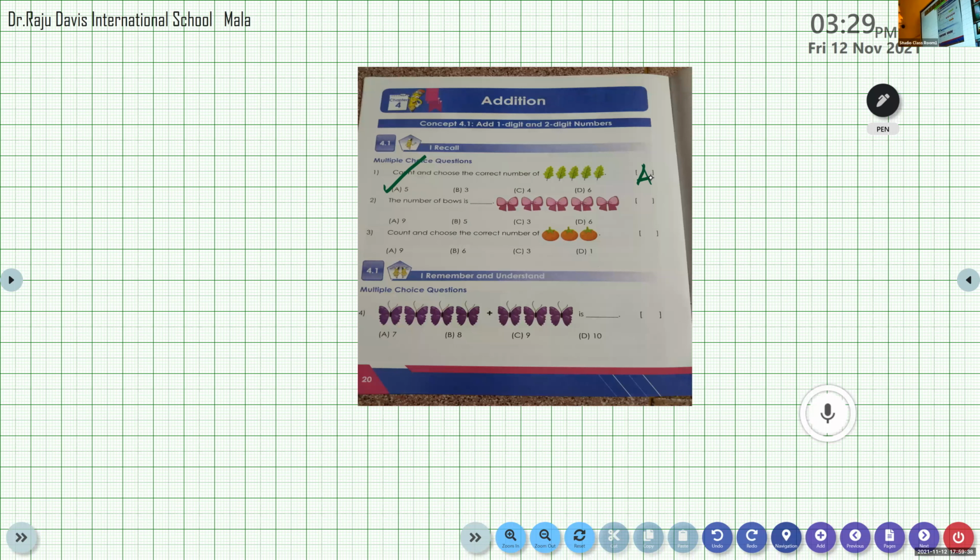Let's move to 2. Here we can see the number of bows is dash. How many are there? Is it option A 9, option B 5, option C 3, option D 6? Ivania Rose, tell me the answer. Which is the correct option? Question number 2. Option B. Yes, option B. Write capital letter B inside the brackets.